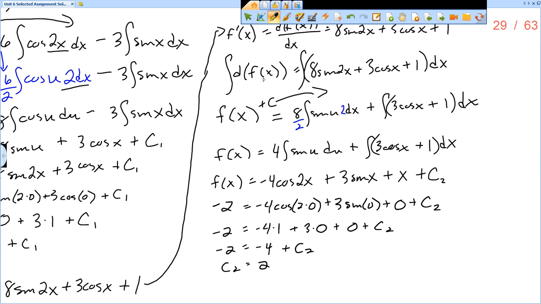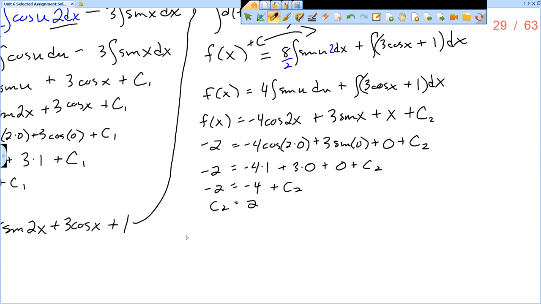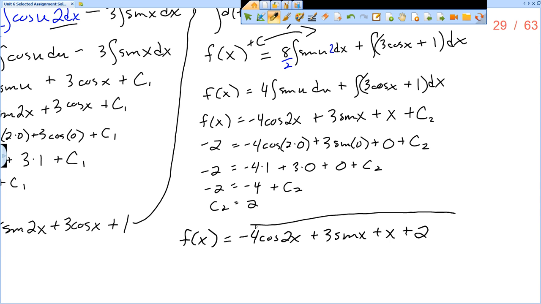So that means that my f of x function is f of x equals negative 4 cosine of 2x plus 3 sine of x plus x plus, and then the value of c sub 2 is 2. So this is my final answer for f of x.